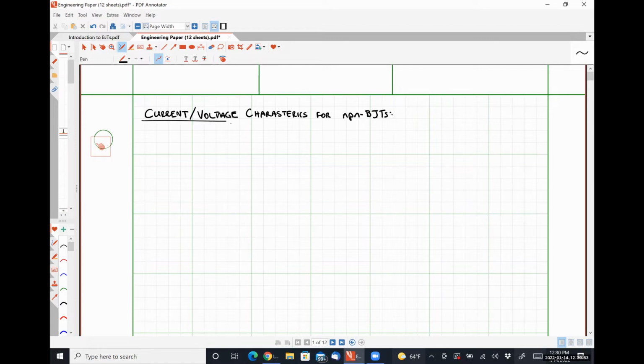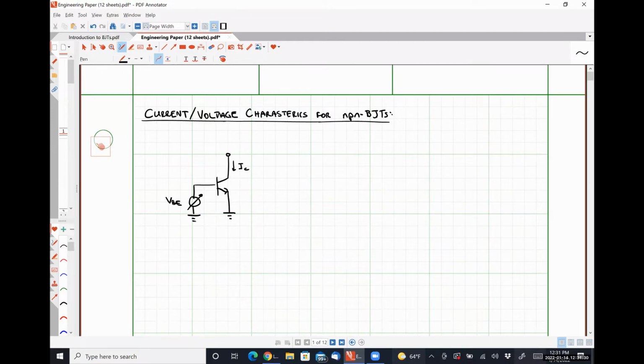So the first characteristic curve we are going to look at is how our current IC behaves as a function of changing base emitter voltage under the constraint.